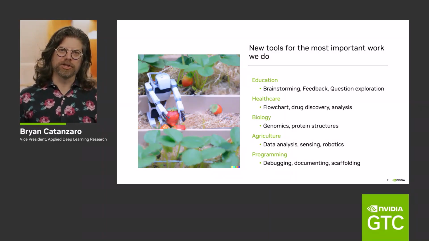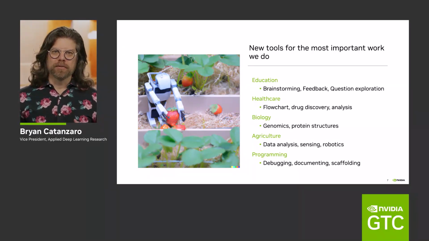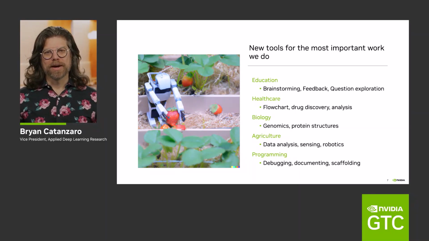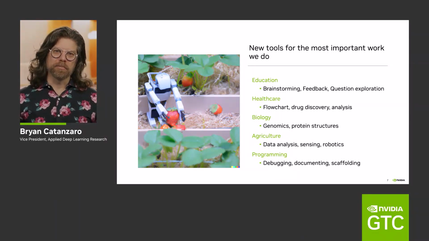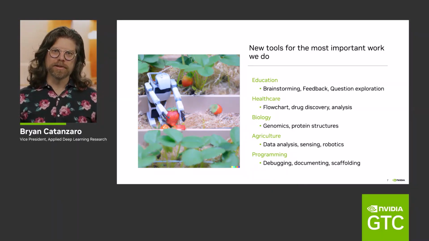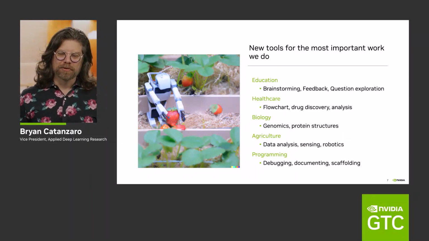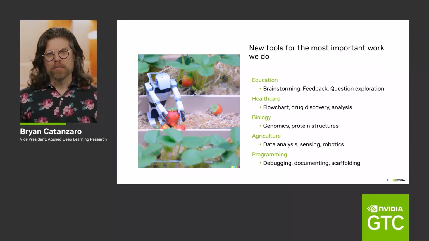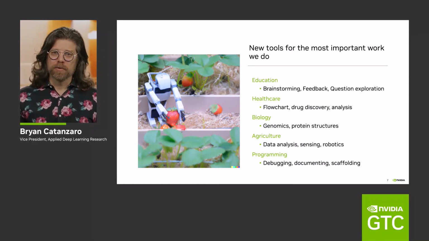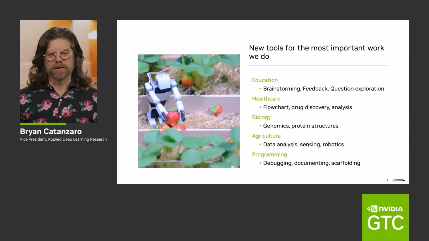When we think about biology, we need to be able to understand large volumes of data, whether that's in protein structures or in genomics. And generative AI is going to help both with analysis as well as synthesis, where we can deeply understand the information we have and then use that to synthesize new things that can help us. Agriculture, there's so much involved in agriculture, from data analysis to remote sensing to robotics that are emerging. It's going to help us be more productive there.